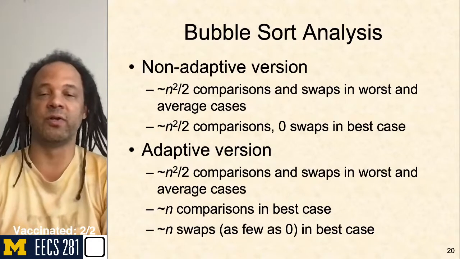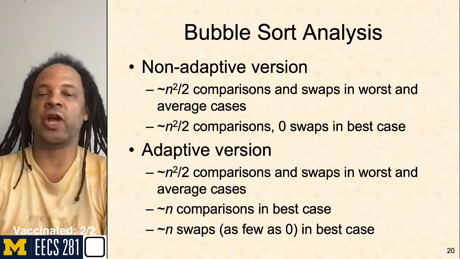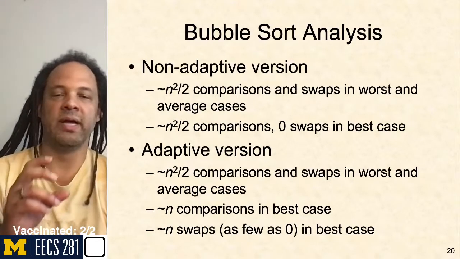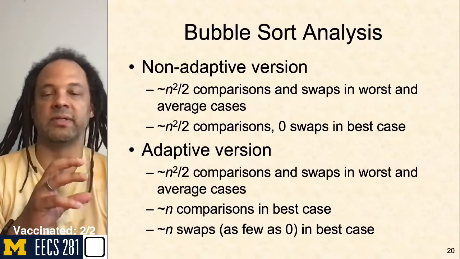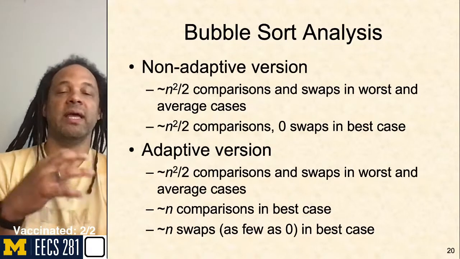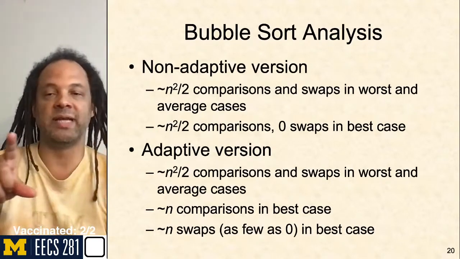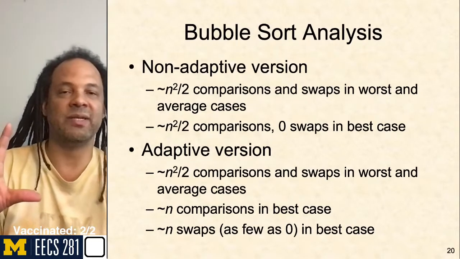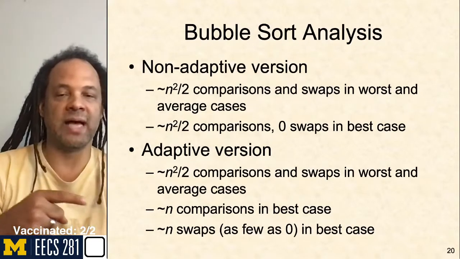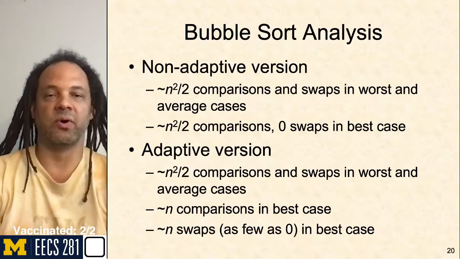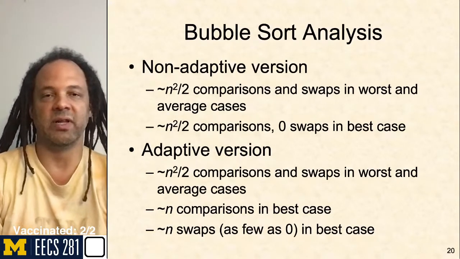In my adaptive versions, nothing really changes in the worst and average case, right? I still am doing those n squared over 2 comparisons and swaps. However, in the best case, now we know that we can do one full pass on the sorted data, comparing everything, finding nothing to be swapped, and be done. So it turns out with my adaptive version, in the best case, I've got now a linear sort, which is really like a linear leave it alone kind of thing.